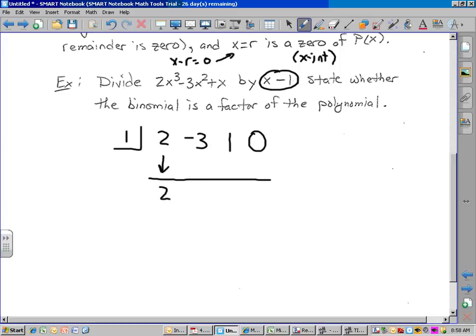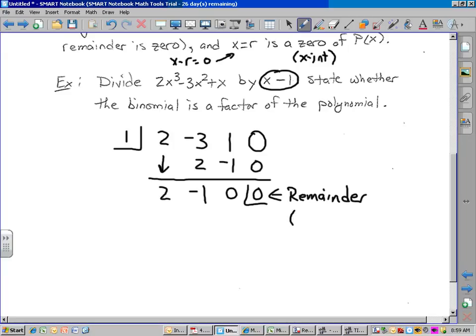2 multiplied by the number in the half box is 2. Add vertically. Negative 1. Take that times the number in the half box. Negative 1. Add vertically. 0 times 1 is 0. Add vertically. The remainder is 0. That is big time.